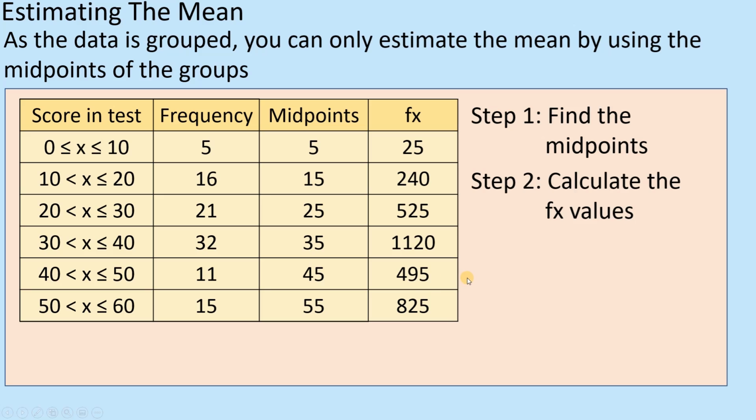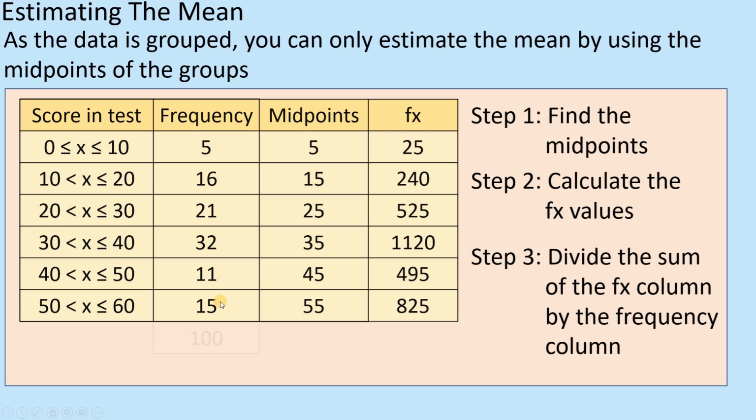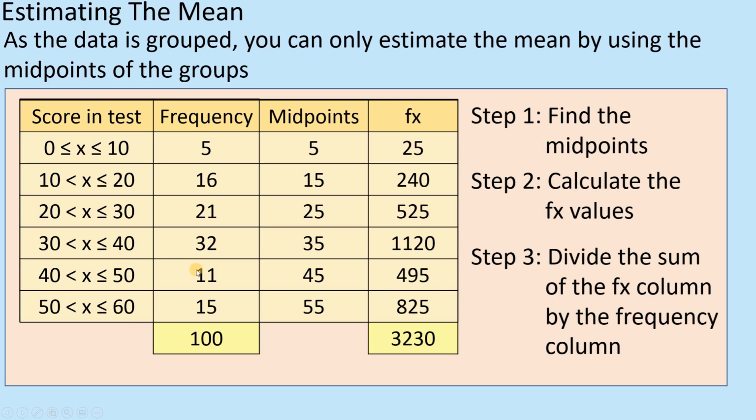We now need two summations in which to work out the mean. I need the sum of all of them added together, this lot, divided by the sum of the frequencies, that's this lot. So we've got 100 people completed a test, and our estimation of their total score is 3,230. So our estimated mean is going to be this amount divided by the total, which is going to give us 32.3.